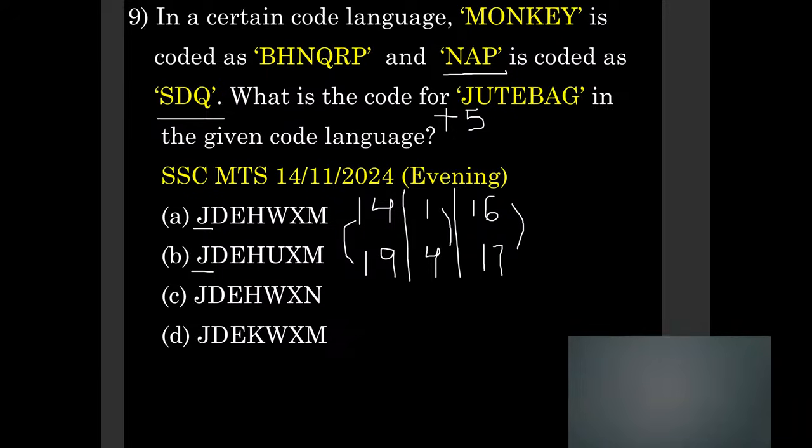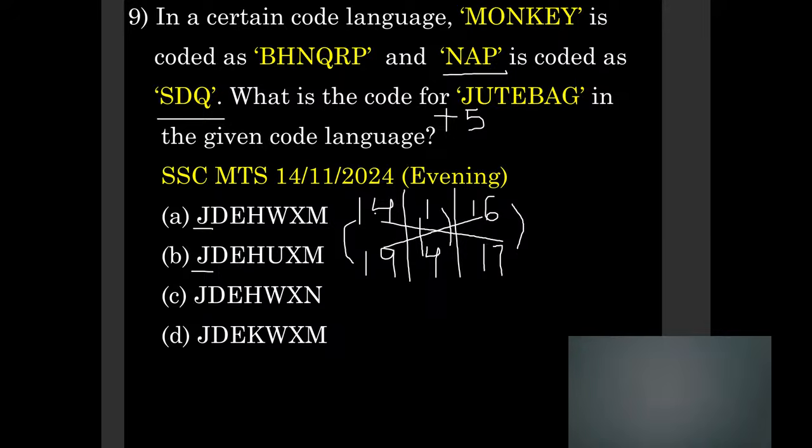So the logic here, what they followed, if you observe clearly, they applied cross coding in this. Cross coding means first one is coded to the last one. So here first one is coded to the last one. Last one means it is 17. 1 is coded to 4. 16 is coded to 19. So it is cross coding.